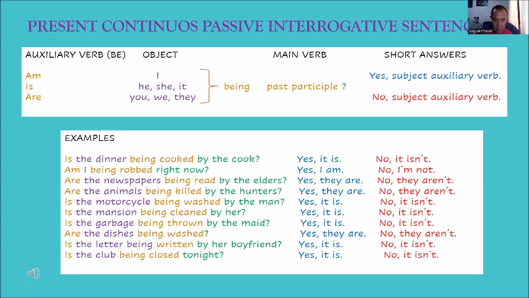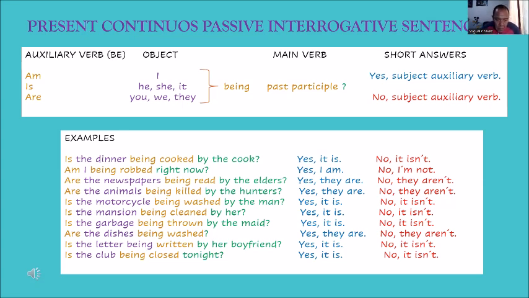Examples. Is the dinner being cooked by the cook? Yes, it is. No, it isn't. Am I being robbed right now? Yes, I am. No, I'm not. Are the newspapers being read by the elders? Yes, they are. No, they aren't. Are the animals being killed by the hunters? Yes, they are. No, they aren't.